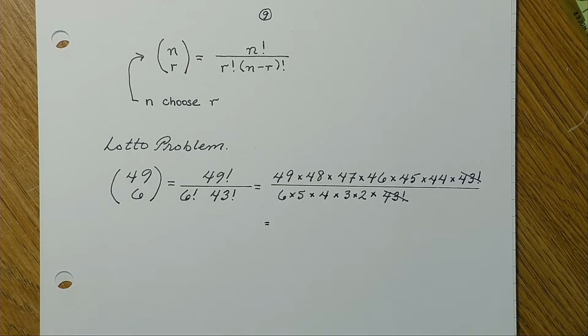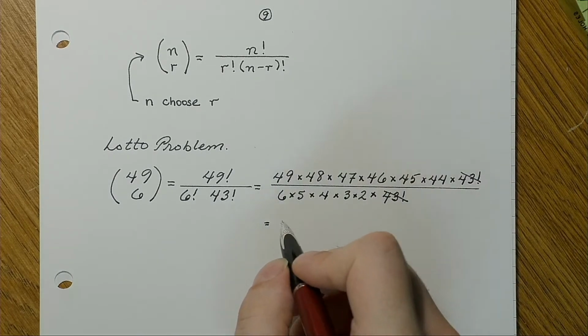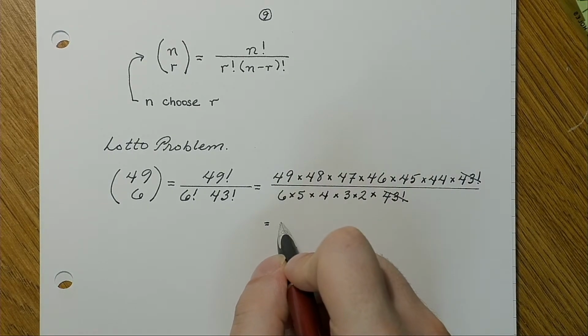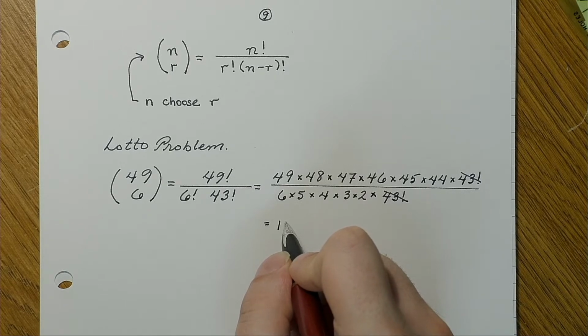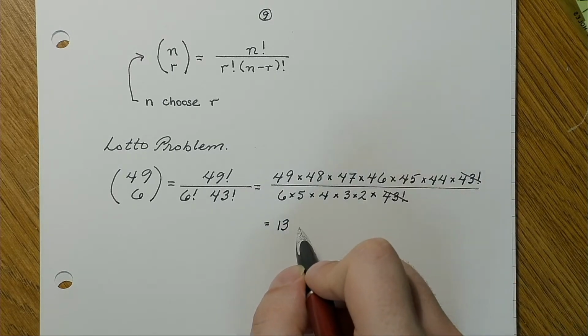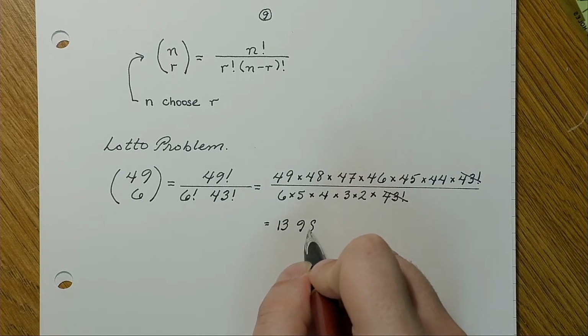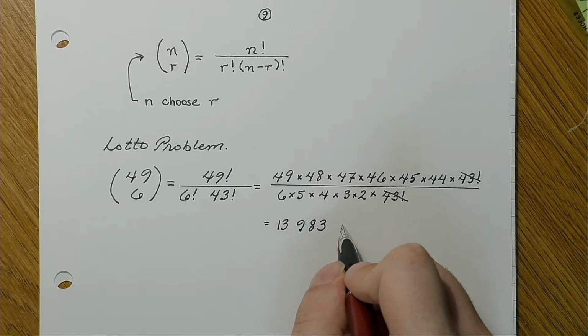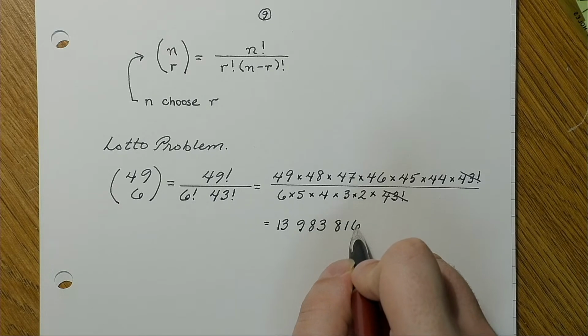But what I can do is tell you, and this is from a calculator, the number of possible lottery tickets is 13,983,816.